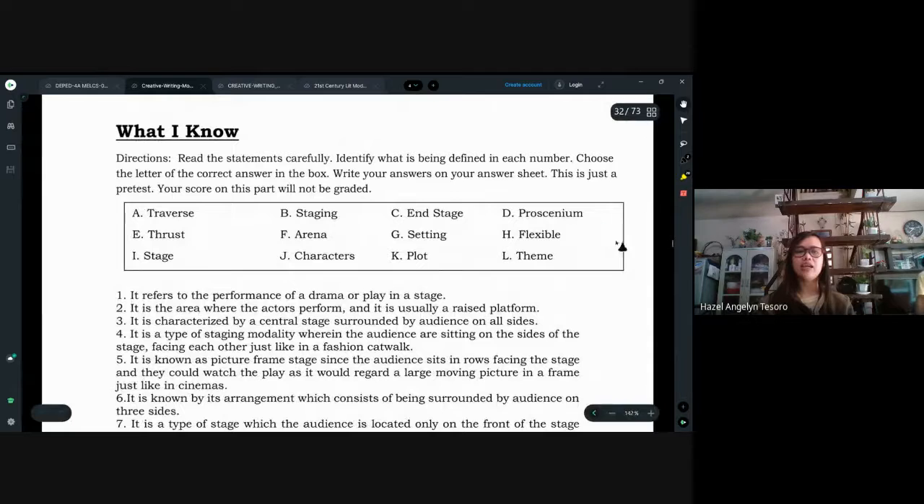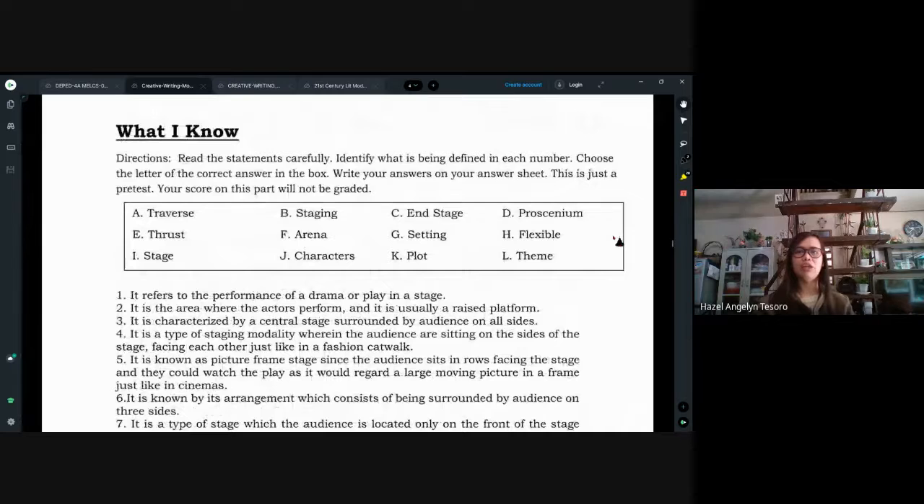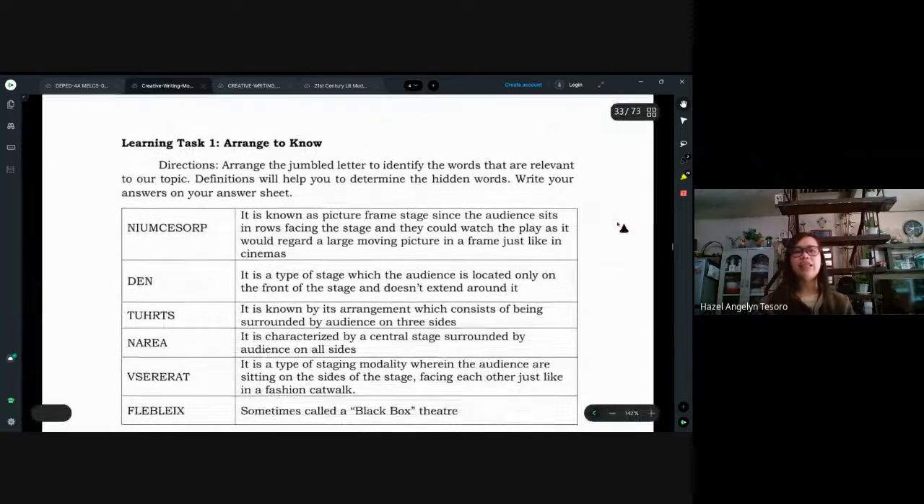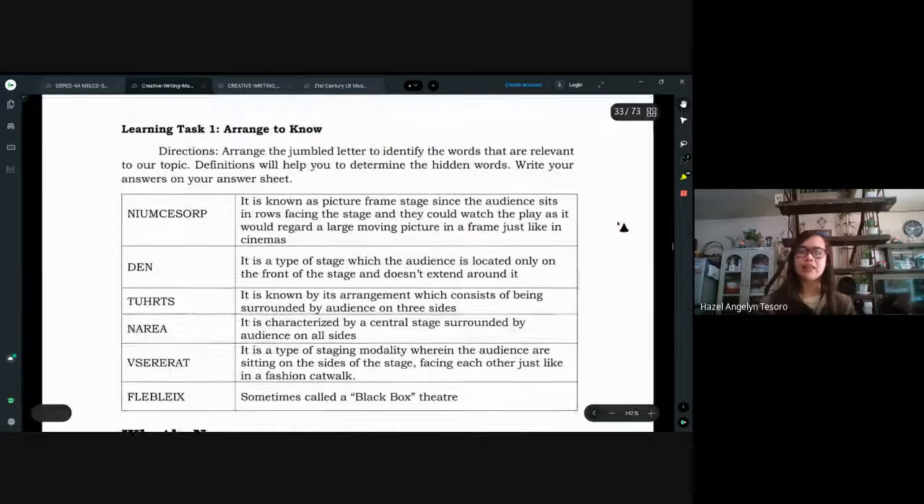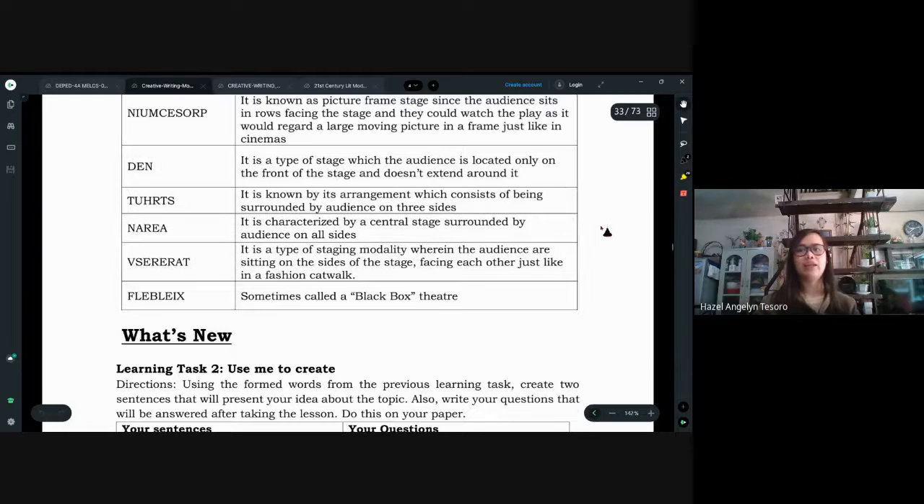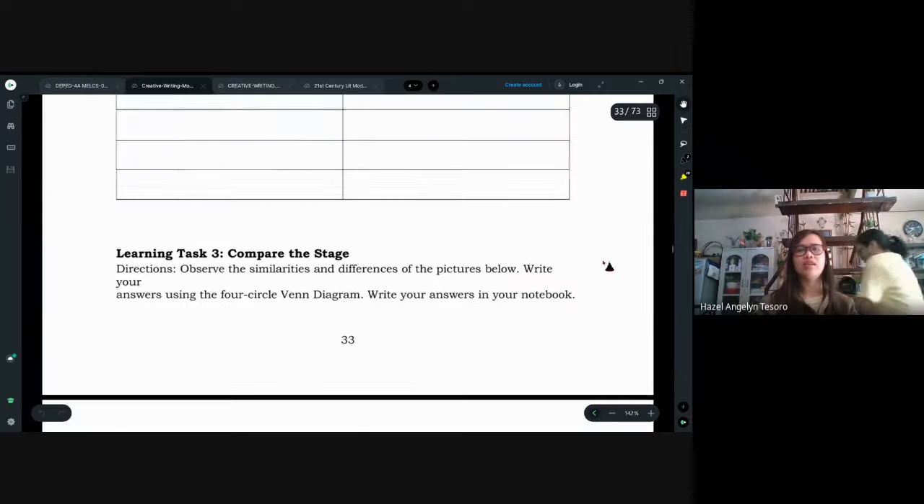So there's a task here about the terms that you are to come across as you delve into the lesson. This is just a pre-test, but this is not a required activity. So you can explore that. There's also a learning task here, arranging the jumbled letters. And then once you arrange the jumbled letters, that will give you the term that's being referred to by the definitions here. Again, you can explore that, but that's not a required task. This is another task here. Use me to create using the form words in a previous task. You can create 2 sentences. So hindi rin siya required.